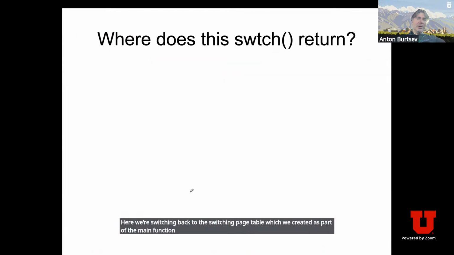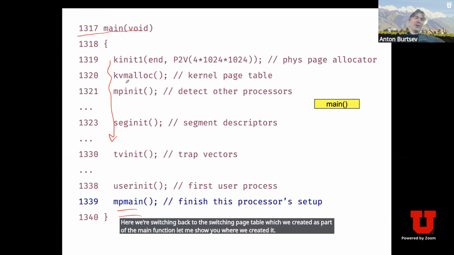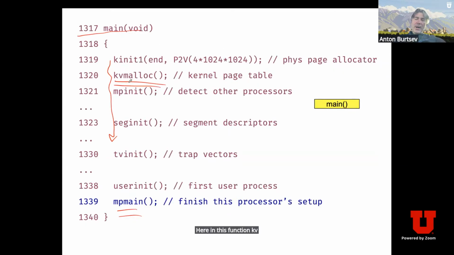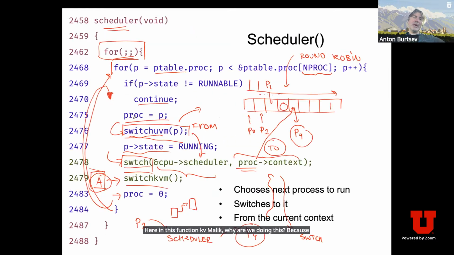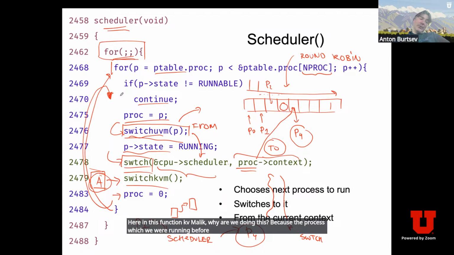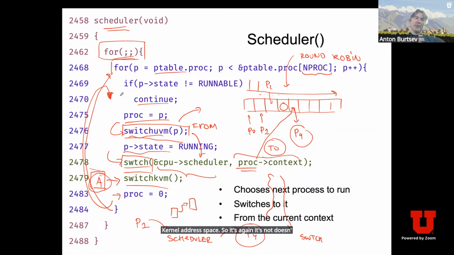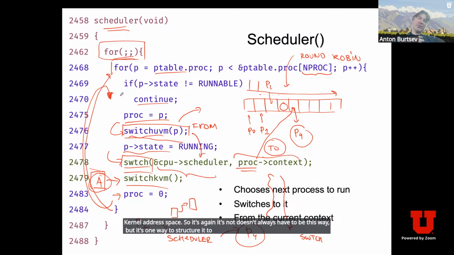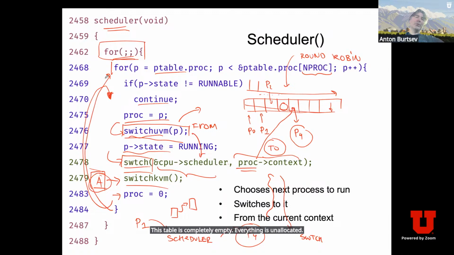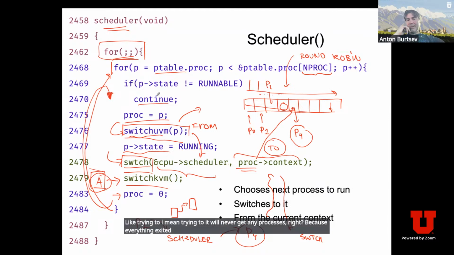Let me show you where we created it, in this function, kvmalloc. Why are we doing this? Because the process which we were running before might exit, and we might have to deallocate its address space. That's why we're switching back to the kernel address space. It doesn't always have to be this way, but it's one way to structure it, to make sure that you always have an address space, even if you don't have any more processes in the system, like this table is completely empty and everything is unallocated. xv6 will still keep running this scheduler loop forever. It will never get any new processes, because everything exited, but it will continue running.